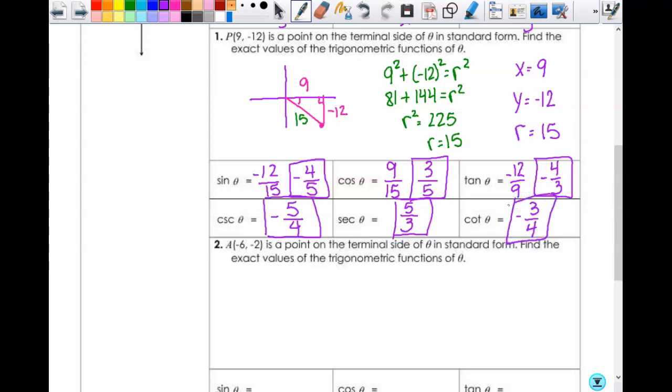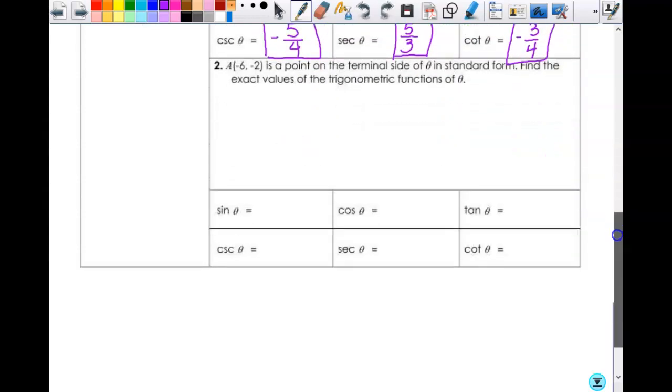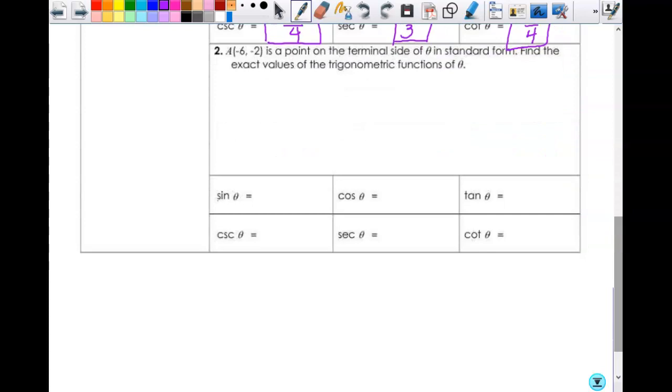Okay. We good? Easy enough? All right. So let's look at number 2. What quadrant is this going to be in? The third. I'm going to go negative 6, negative 2. It's like right there.